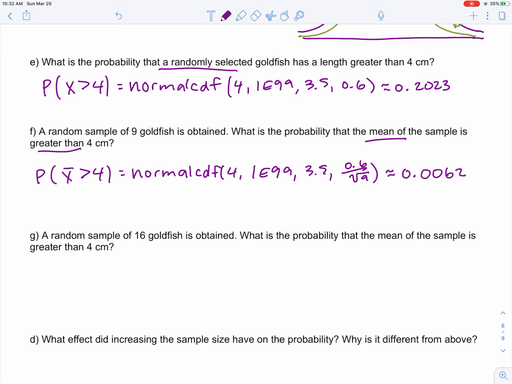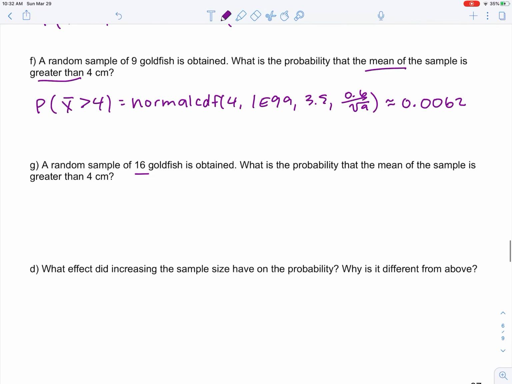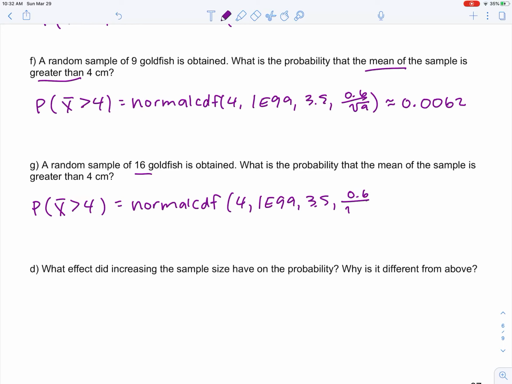So when it was just one single goldfish, the probability was 0.2023. Now we're looking at the mean of 9 goldfish, and the probability has really decreased down to 0.0062. Let's take that even further. Let's say the sample was size 16. We're going to find the same bounds here, but a different standard deviation. See if it gets even lower. I think it will.